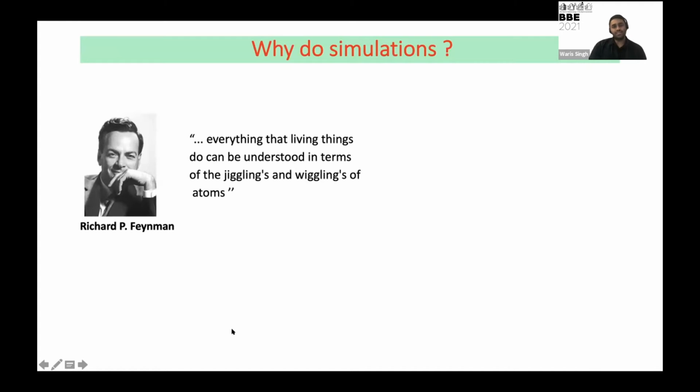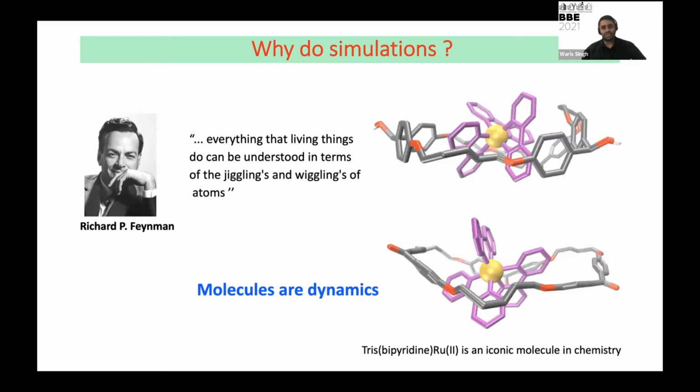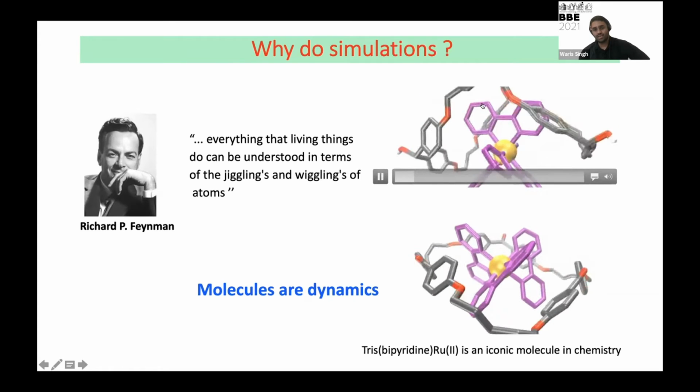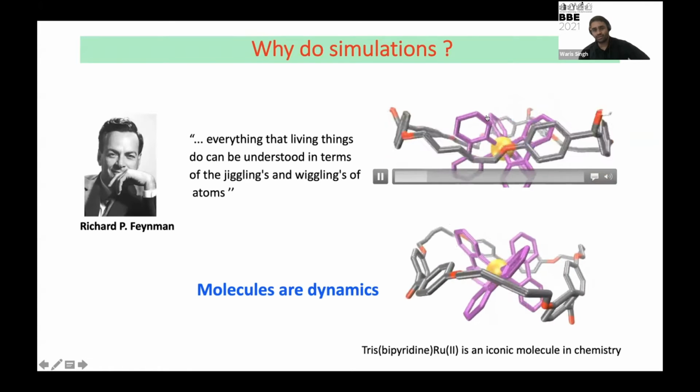So why do we need simulations? One of the very famous scientists, Richard Feynman, once said, everything that living things can do could be understood in terms of jiggling and wiggling of atoms. And from the past few decades, we know now molecules are dynamic. They're not static. Here I've shown a very iconic molecule in chemistry, a ruthenium bipyridine complex. This is a supramolecular chemistry concept of host-guest interactions. And here you can see how the host, which is gray, is accommodating the guest, which is the ruthenium bipyridine complex.